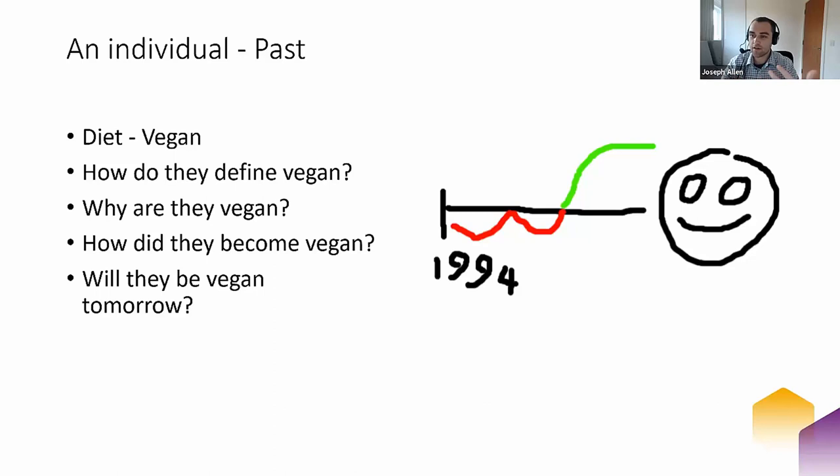Another example of this could be the column in our dataset labeled diet. Our individual happens to have the label vegan. Are they a strict vegan?